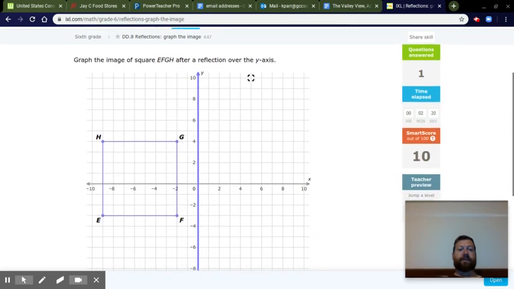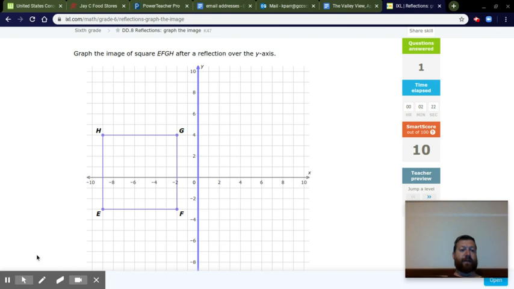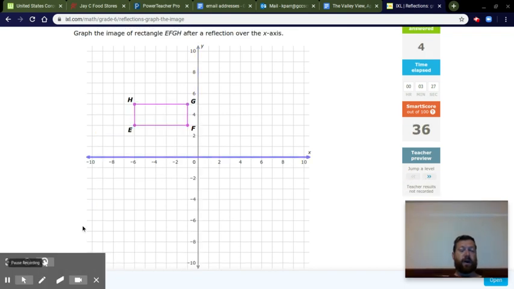This next question's also over the y-axis, so I'm going to pause it and find one that's different. So you can see right here in the directions that this image is supposed to be reflected over the x-axis. So that is this axis right here. So all I need to do is count how far E is away from the x-axis. 1, 2, 3. And I need to reflect it across and go 1, 2, 3.